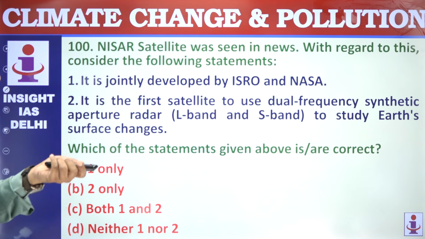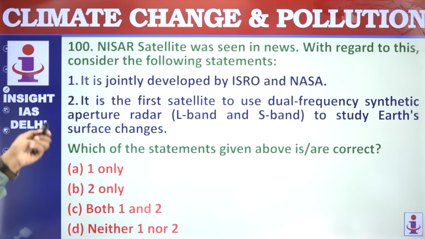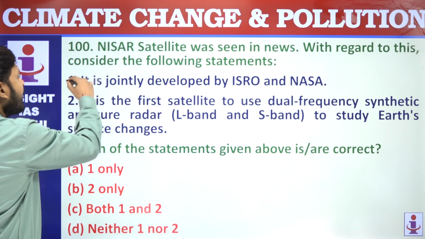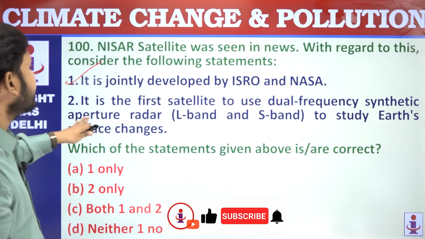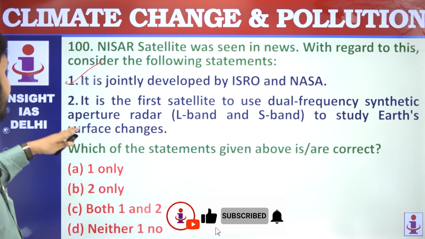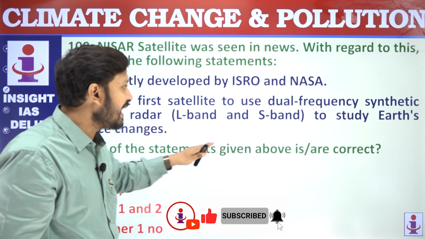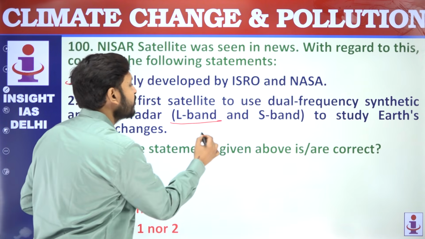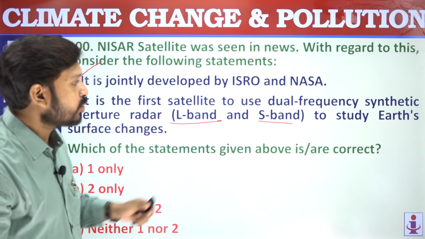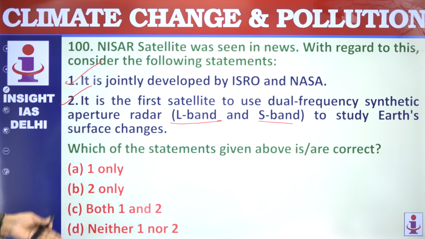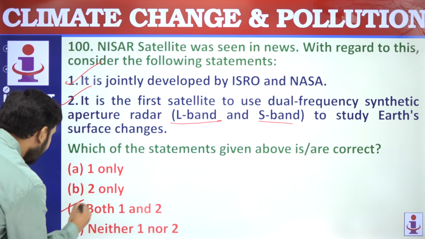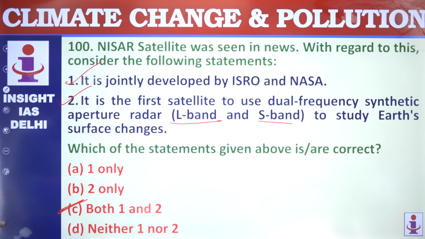Next one, the last question. NISAR satellite was seen in news. With regard to this, consider the following statements. It is jointly developed by ISRO and NASA. It was there continuously in news, right? And it is the first satellite to use dual frequency synthetic aperture radar, L band and S band. L band is provided by USA and S band is provided by ISRO to study Earth's surface changes. Yes, this is the right statement. Both 1 and 2 are correct. Then they are asking for the correct statements. So both 1 and 2 are correct. That is, C is the right option.